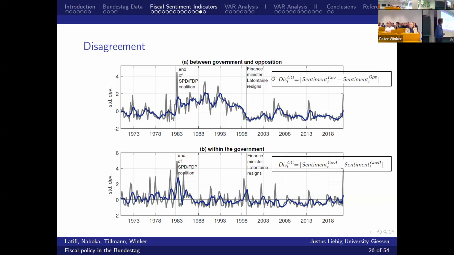And we see, so we are more interested in within-government disagreement, and there you see prior to the splitting up, the disagreement increased sharply, and the same year, prior to the resigning of Lafontaine, we also had a strong increase in disagreement. And then at the end, prior to the start of the Ampel, we also had a high increase in disagreement at the end of the last Merkel chancellorship between SPD and CDU. Continuing that, then you find spikes somewhere up here for the end of the Ampel.